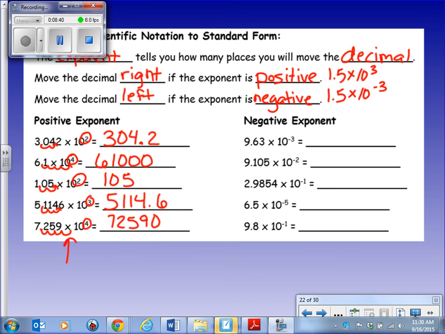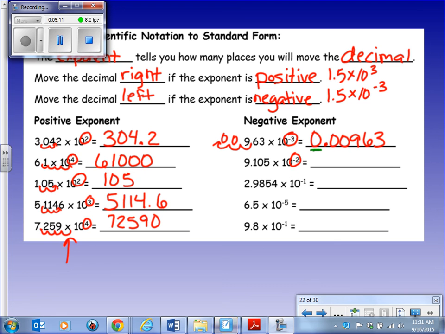All right, let's go ahead and look at negative exponents. This one is a negative 3, so I'm going to move the decimal 1, 2, 3 spaces to the left, and I've got to put zeros in these spaces. I'm always going to put a 0 out in front before my decimal. That's a requirement. So it's 0.00963. Now that 0 out in front does not change the value at all. We're just required to put this 0 here. It's a placeholder.